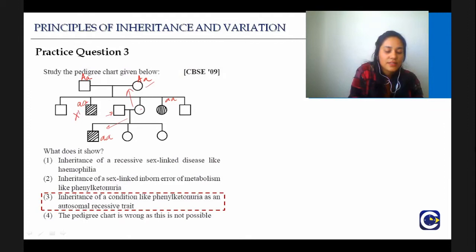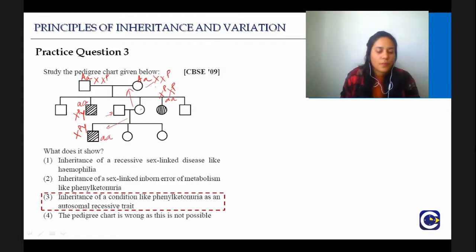Let's just try to do it like that. For example, let's say this is for phenylketonuria. So, this is XPY. Again, this is XPY. And here, it should be XPXP. Again, both of the individuals should be heterozygous. So, XXP.